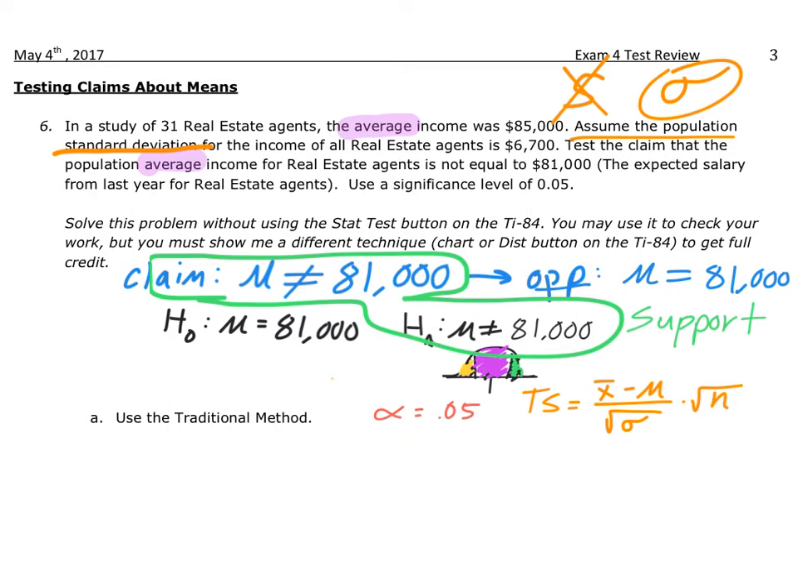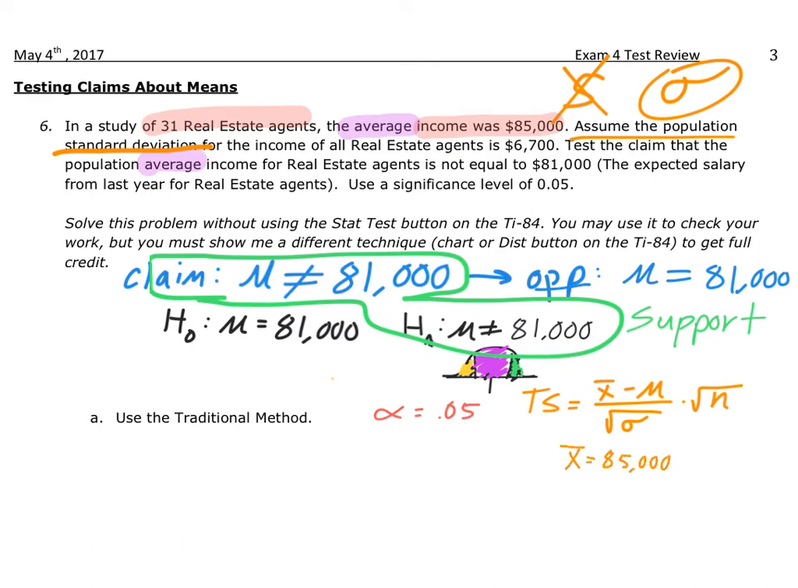X bar is just the sample mean, and it tells me right here my sample size of 31 agents, and I got an average income of 8,500. That is my sample mean. So I'm going to go ahead and identify that and start typing and working with that. My sample mean is 8,500.